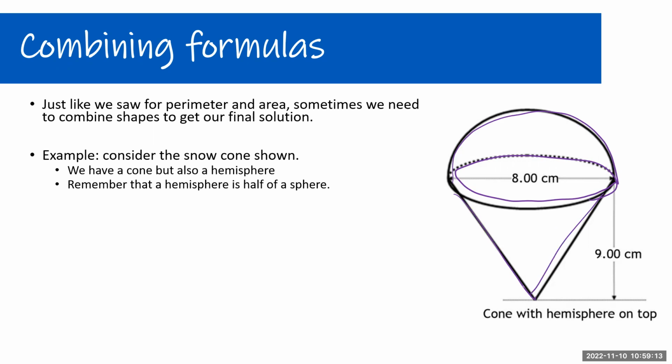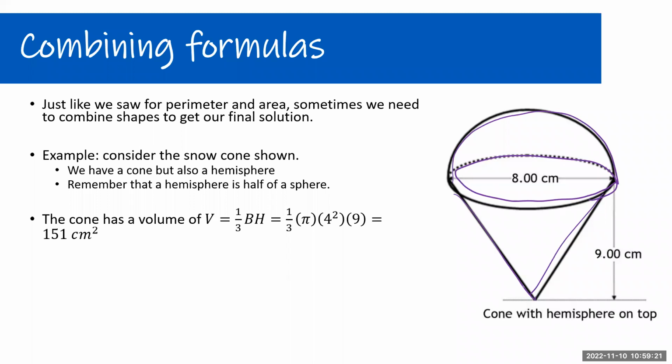We didn't talk about the volume for a hemisphere, but you know that it's half of a sphere. So you're going to take half of the volume of the sphere. The cone's volume, remember, is 1/3 times the area of that base times the height. Its height is 9 centimeters. Its area of the base is going to be pi r squared, so there's your pi, and your radius is 4 because the whole diameter is 8. So your cone has a volume of 151 centimeters cubed.